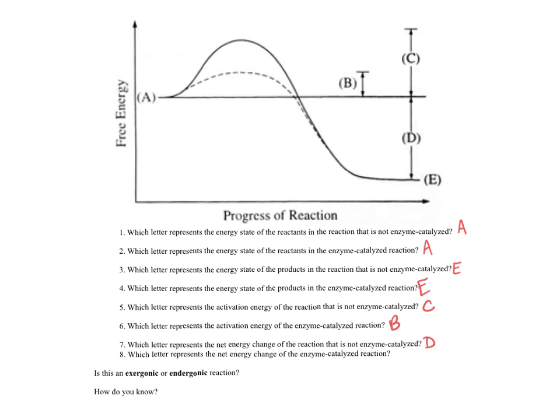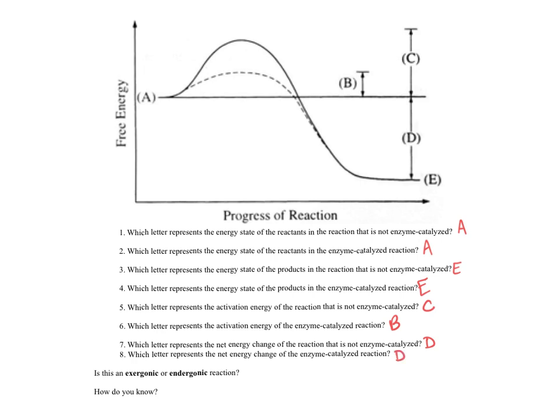And then number 8, which letter represents the net energy change of the enzyme catalyzed reaction? Our net energy change between the substrate or your reactants and the products does not get affected by enzymes. So it will also be D.